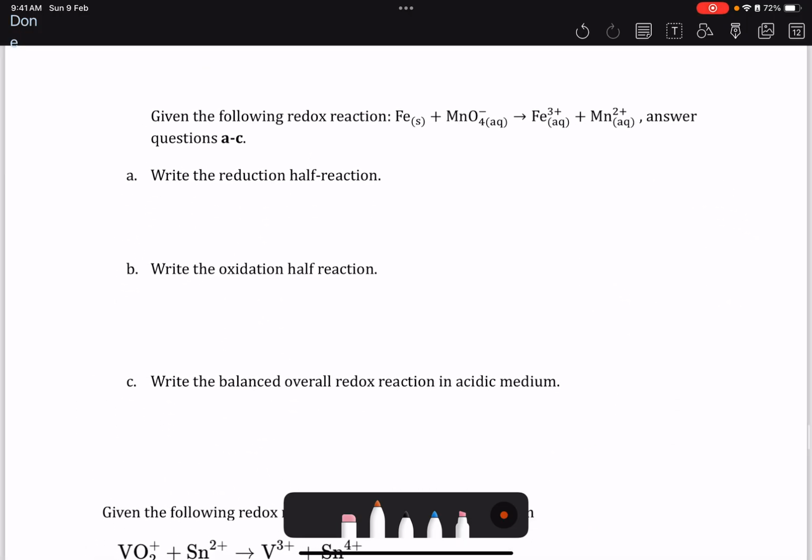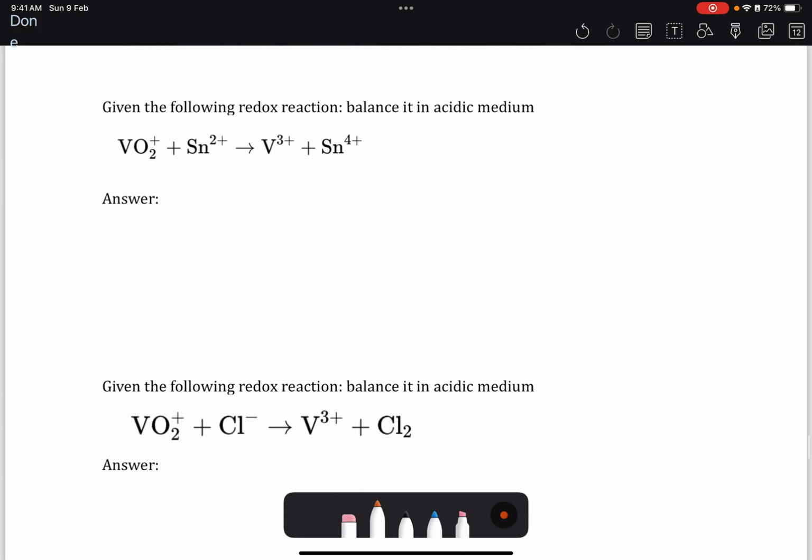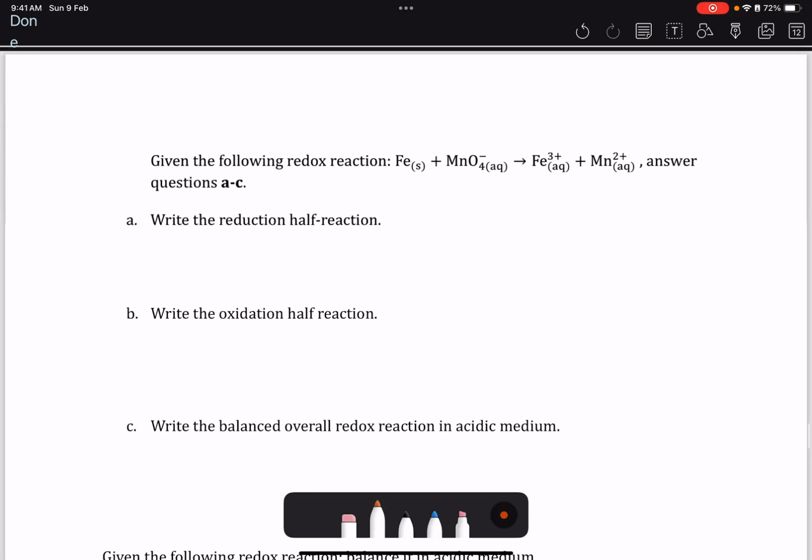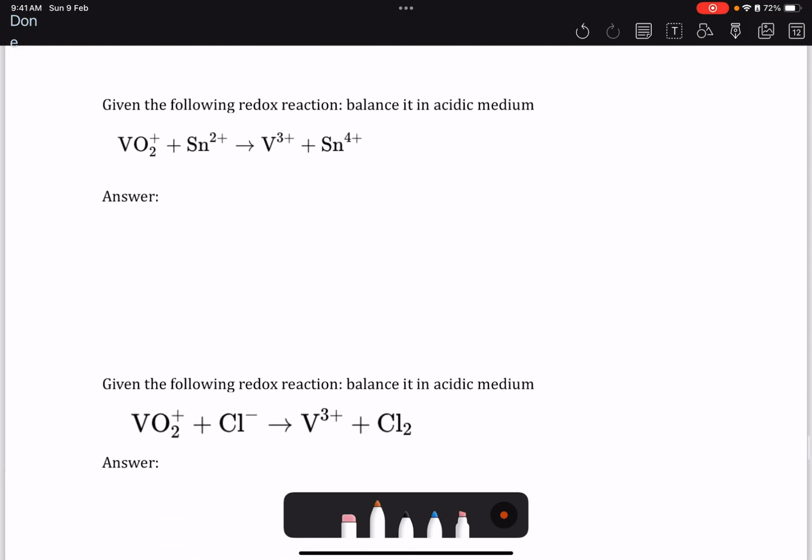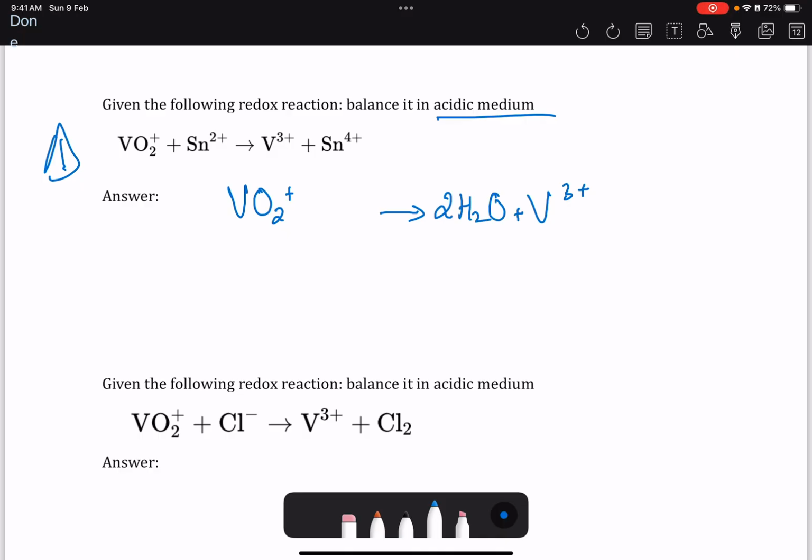Now, I'm going to move on to these questions of balancing. I'm going to skip this because I already did a similar one. Now, pay attention to this one over here in acidic medium. So I'm going to split the two equations, 1V, 1V. 2O, so I'm going to add 2H2O on this side. Now it makes 4 hydrogens, so I'm going to balance H by adding H plus.